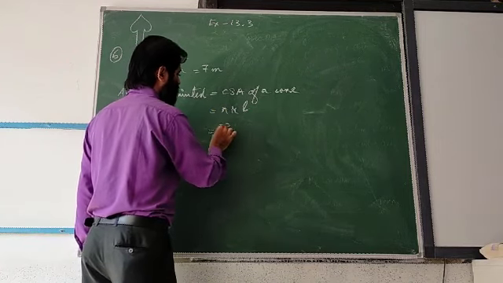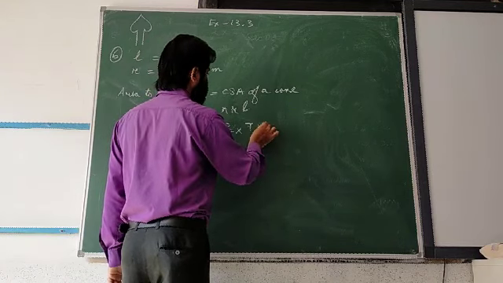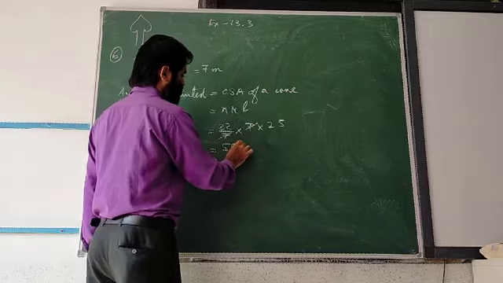Pi means 22 by 7. R is 7 and L is 25. So this cancels, and I think it is 550 meter square.